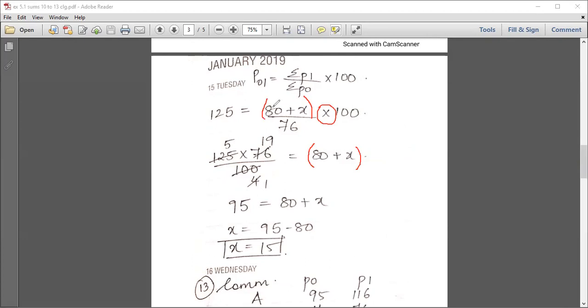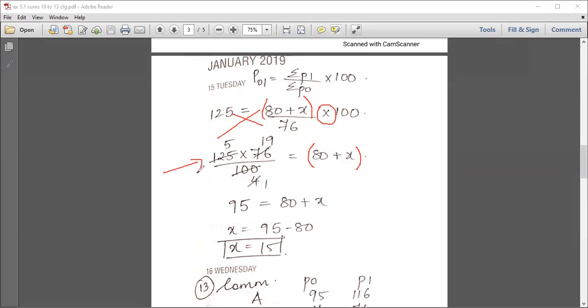So what I have done is simple logic. We'll do cross multiplication. What I have done is transfer 76 to that side because of the cross, and 100 was in the numerator, so after crossing it went into the denominator. So this is the easy method, an easy step which you can also follow.